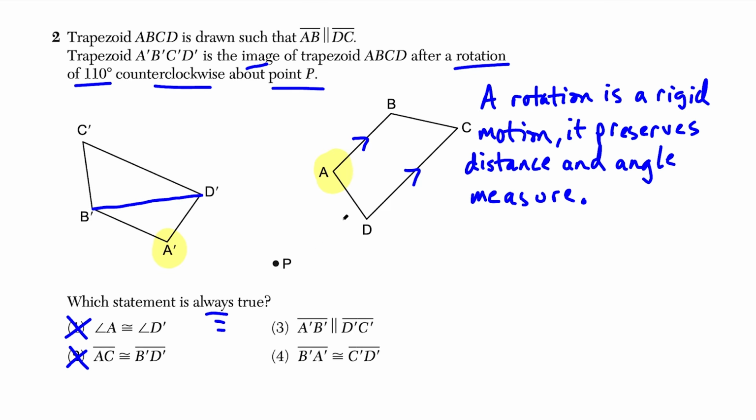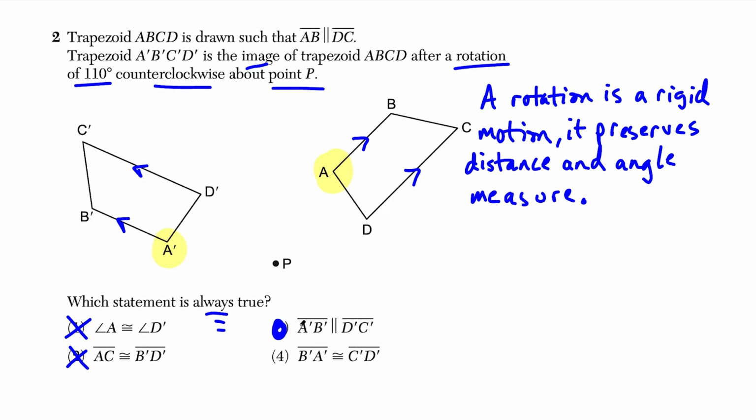Choice 3: is A prime B prime parallel to D prime C prime? This one is in fact our answer, because we were told AB is parallel to DC. When we rotate parallel lines, the lines are going to stay parallel because the distance between them does not change. If they're already parallel and you maintain the distance between them, they're going to stay parallel. So 3 is definitely our answer.